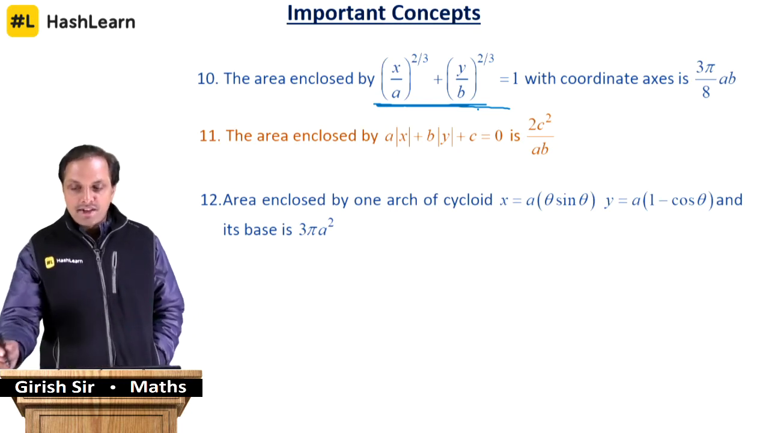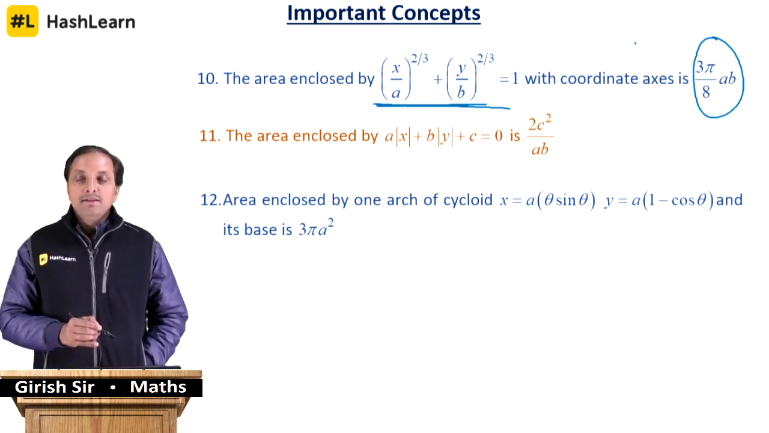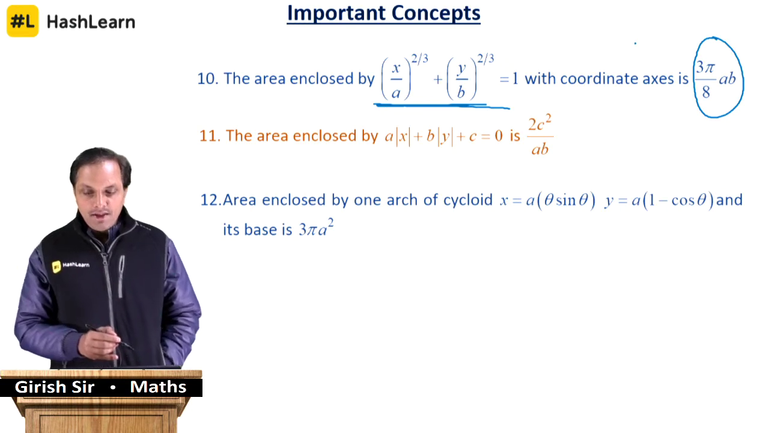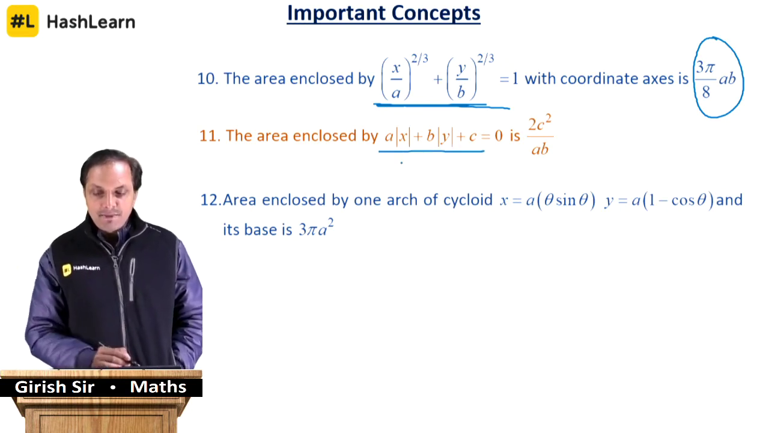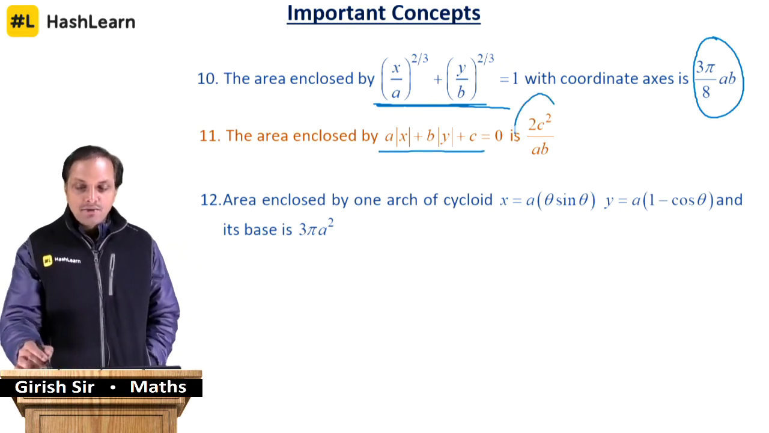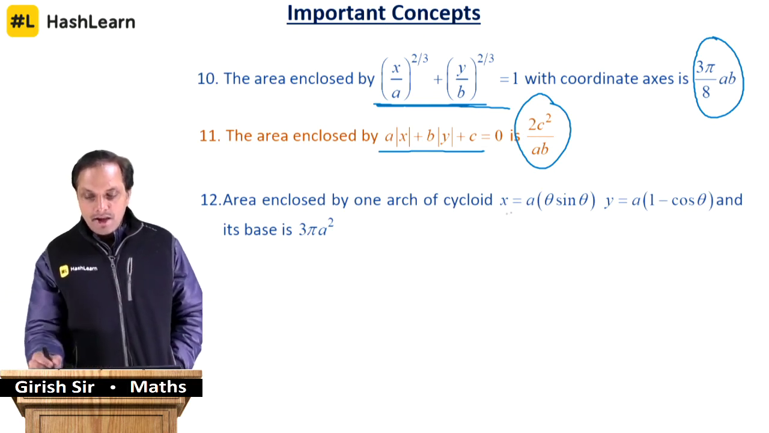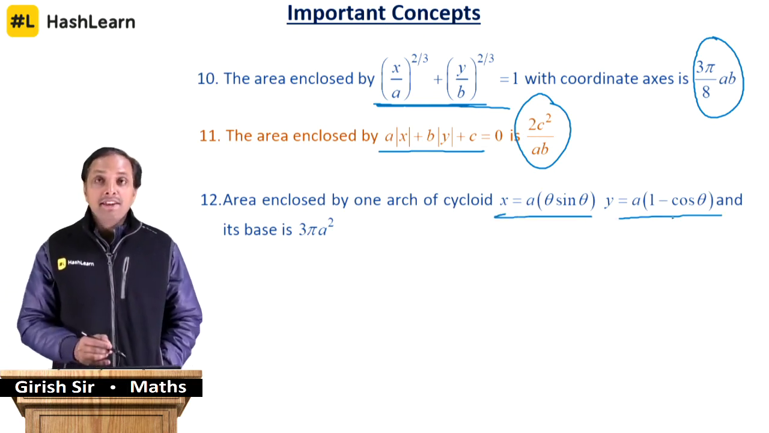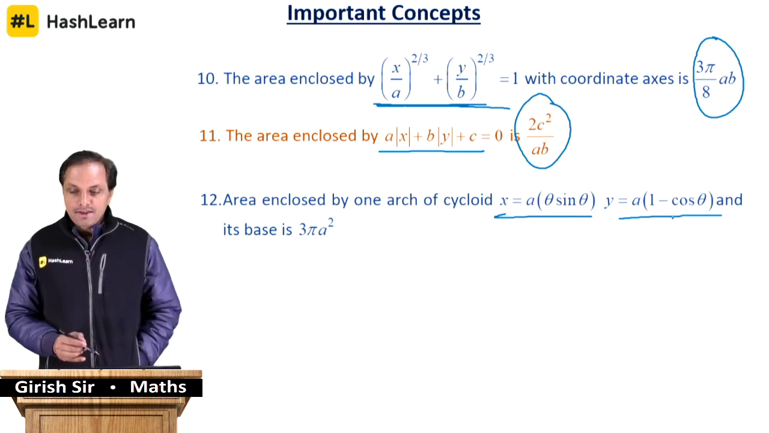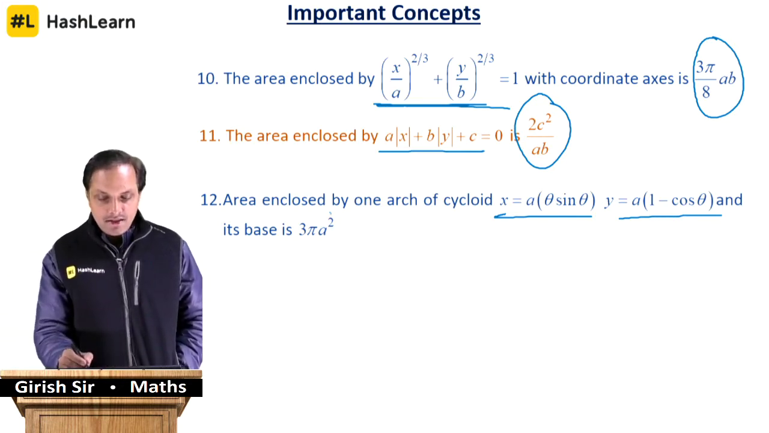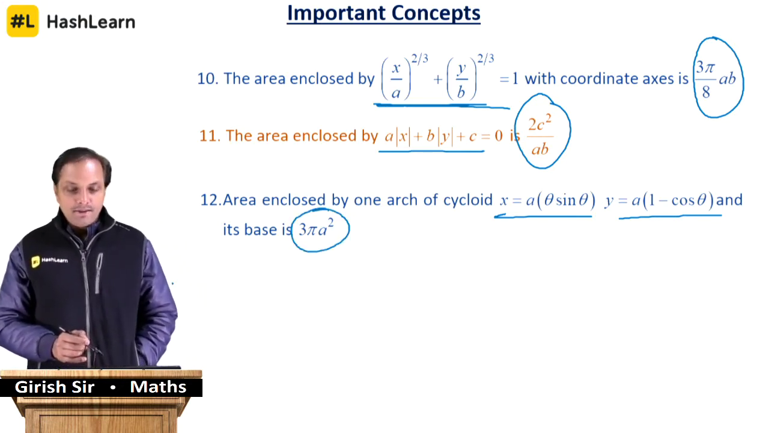If you have a curve of this type, the area is 3 pi by 8 times a into b. When you have |x|/a + |y|/b = c, the area is 2c square by ab. And when you have the curve x = a(theta - sin theta), y = a(1 - cos theta), 3 pi into a square is the area.